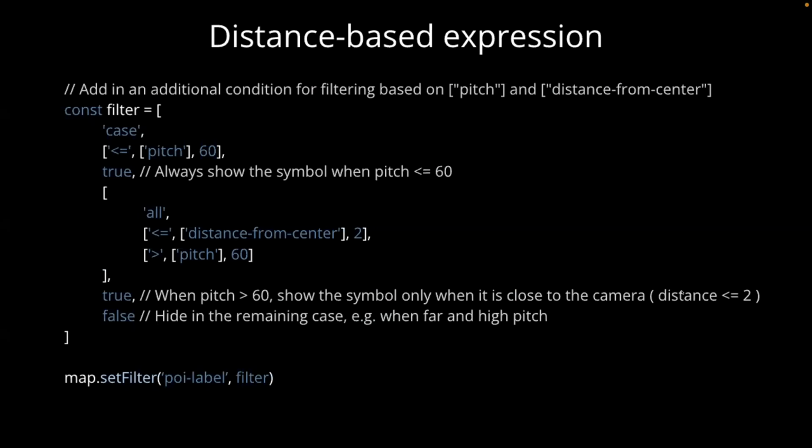And here is an example of such expressions. It can feel pretty daunting, but it's basically like a conditional statement on the pitch, where below 60, it's just showing the label. And then when it's over 60, you just get the distance from the center, which is an arbitrary unit here. But then it says that when it's over 60 and the distance is close enough, then you can render those labels. Otherwise, you just hide them. And then you apply the filter to the layer like so.